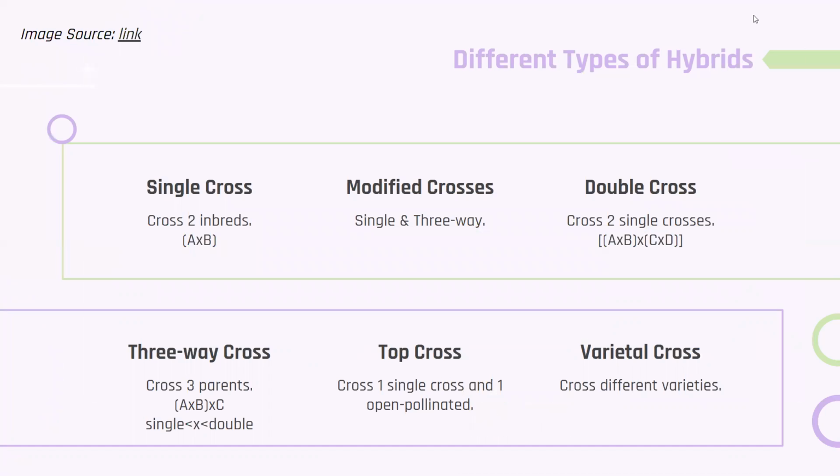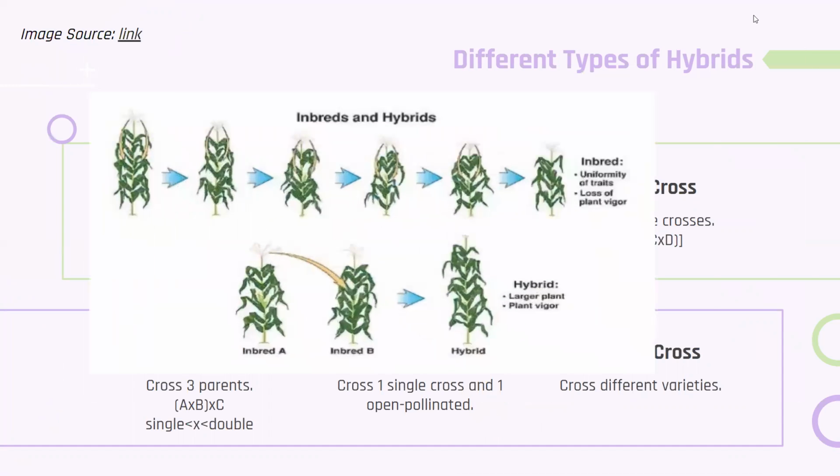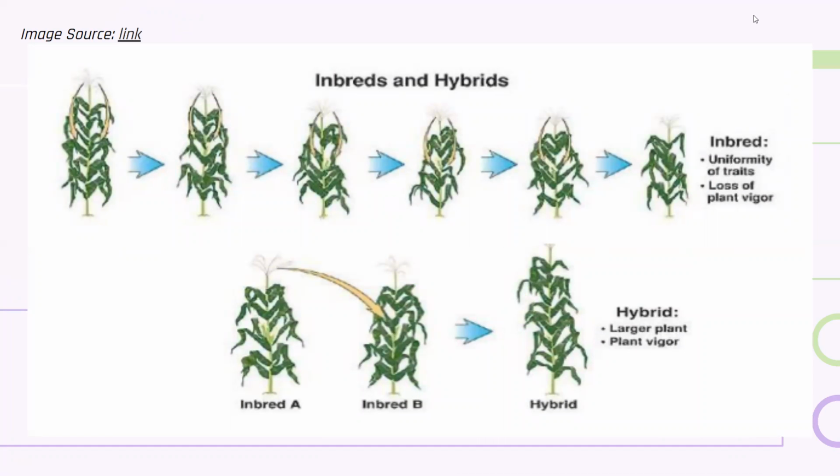So next up, looking at the different kinds of hybrids, I will focus on the two most important ones, which is the single cross and the double cross. Before looking at those, it's important to know what an inbred is in comparison to a hybrid. So if you look at this picture, you can see that inbreds are when you take the same plant and you're kind of breeding it over and over again, but through this process, the plant loses its plant vigor, and then it isn't as good of a plant. So when you're introducing hybridization, it brings back that vigor and produces a larger, healthier plant.